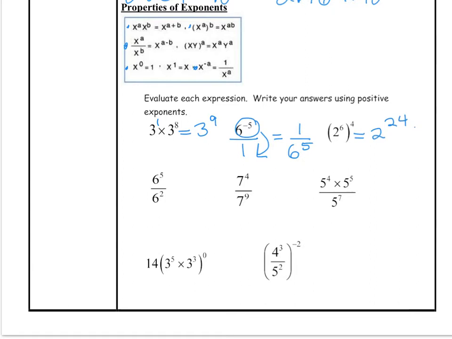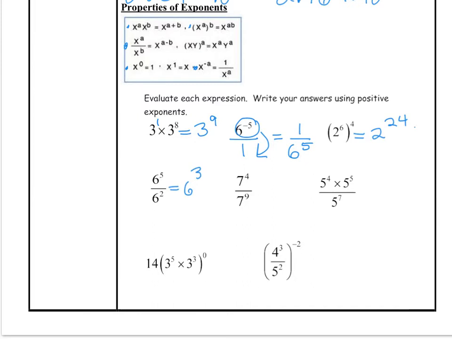Next one, we have 6 to the 5th over 6 to the 2nd. That bar in the middle means division, and so I have to subtract my exponents. So this is 6 raised to the 5 minus 2. Well, I know 5 minus 2 is just 3, so let's change that into 6 to the 3rd.